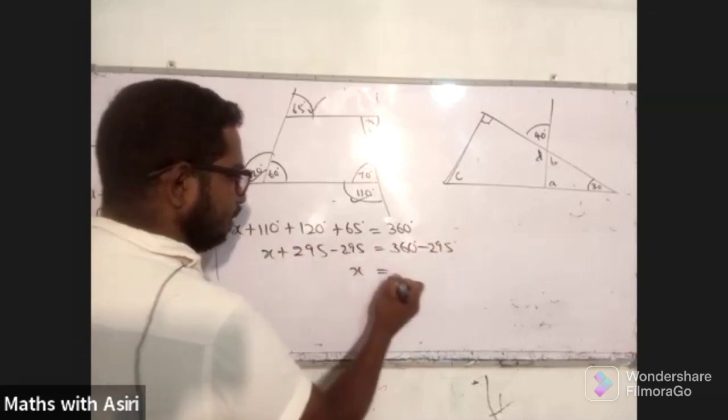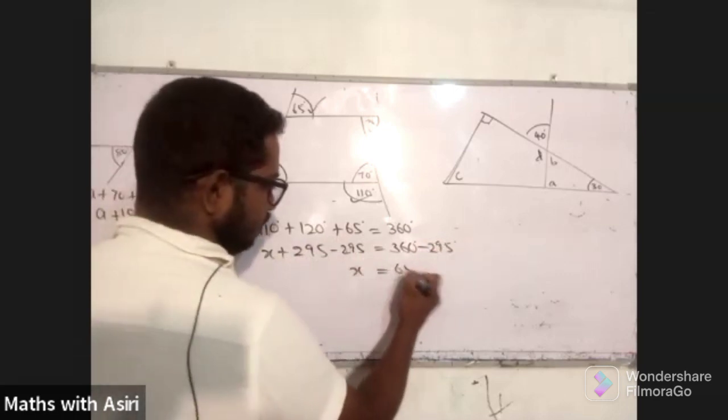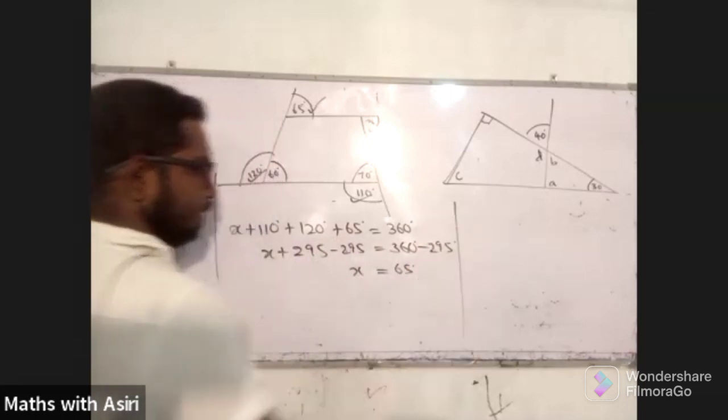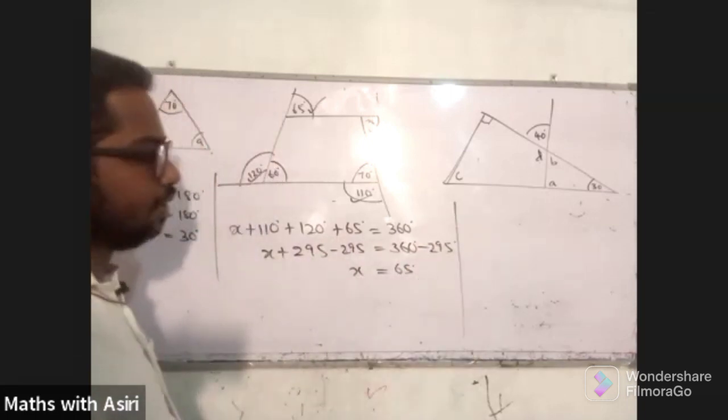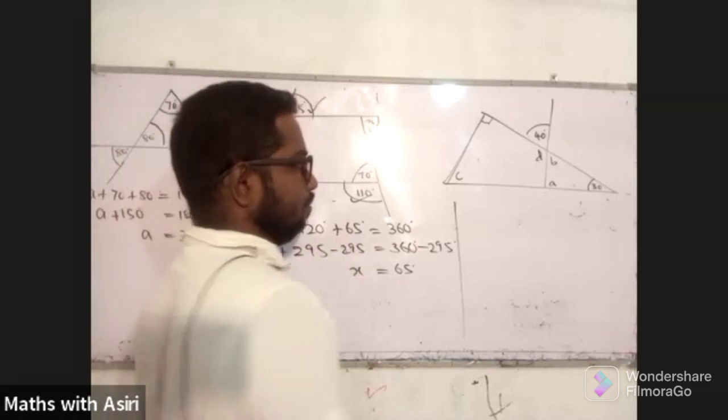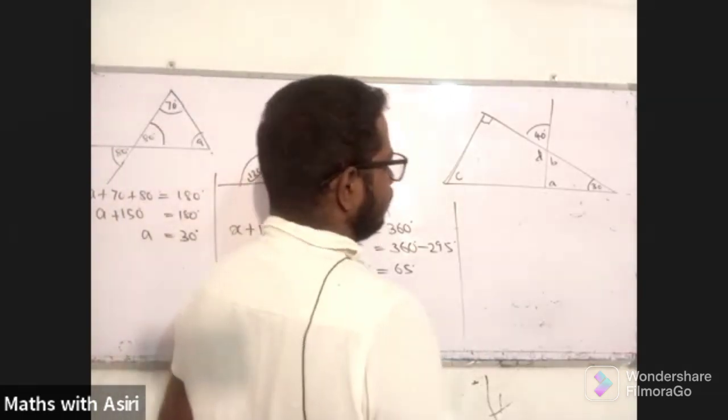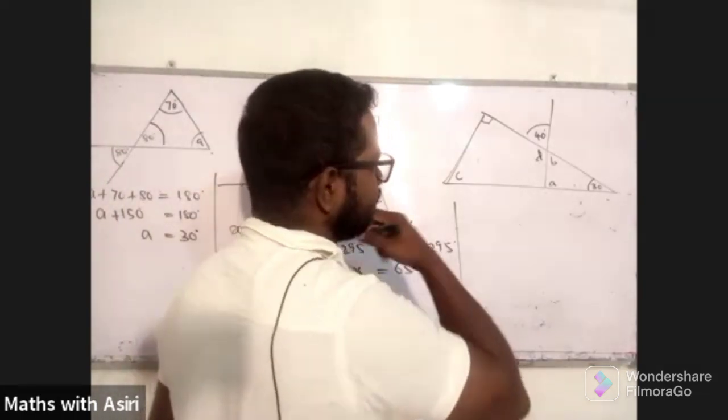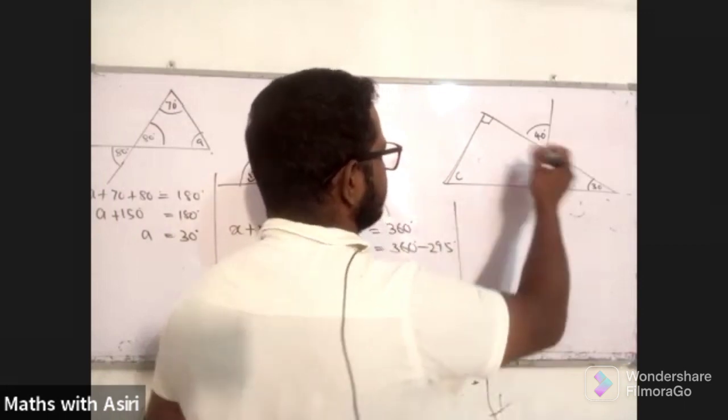Then x will be 65. Yes. Then the third diagram. This is a triangle. Let's consider this B firstly.